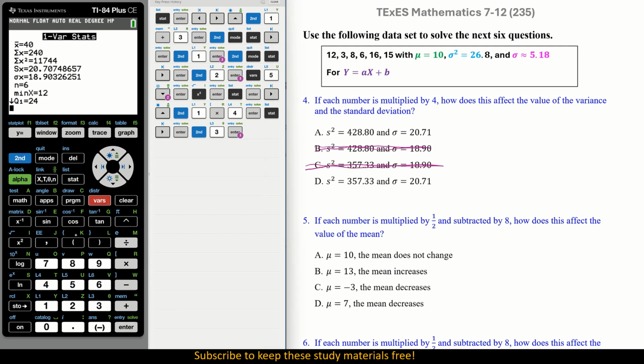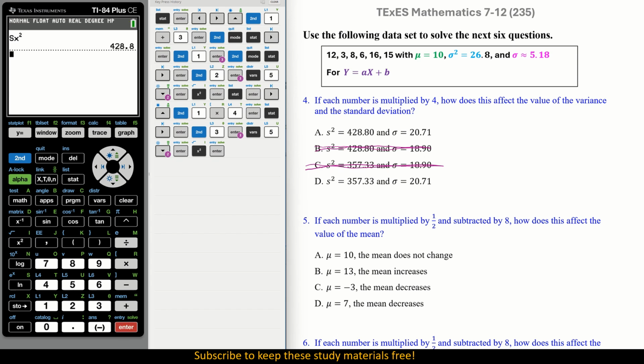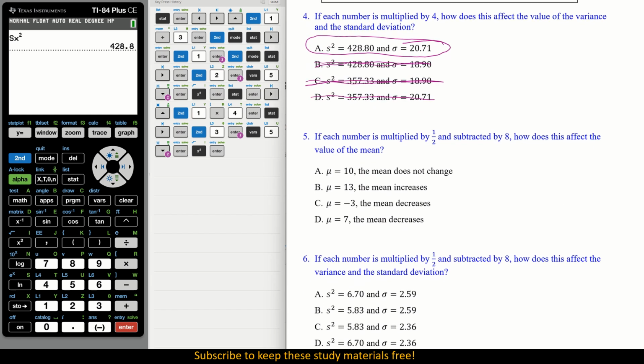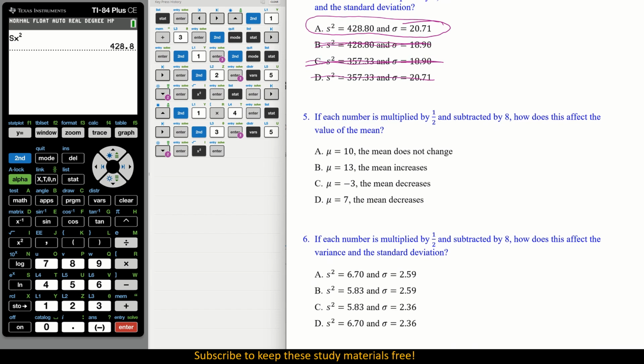So what do we do? We say VARS 5, go to number 3, push enter, square that. That's the x squared button. Push enter, and that gives us 428.8, and that would mean that D is out, and we are using option A. Okay, now let's look at number 5. 5 and 6 go together, actually.